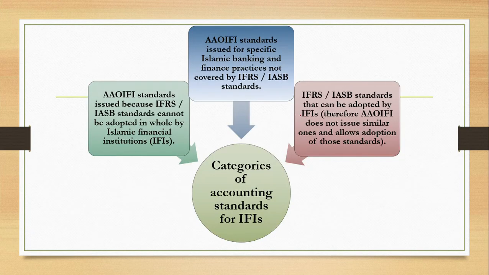Okay, category of accounting standards for IFIs. So there is 3 category of accounting standard which for IFI lah. So IFI standard issued because IFRS atau IASB tadi tu cannot be adopted in whole by Islamic financial institution. Sebab tadi ada gunakan interest dalam sesuatu aktiviti tu. So sebab tu dia create another standard regulatory body, IFI, for Islamic financial institution.